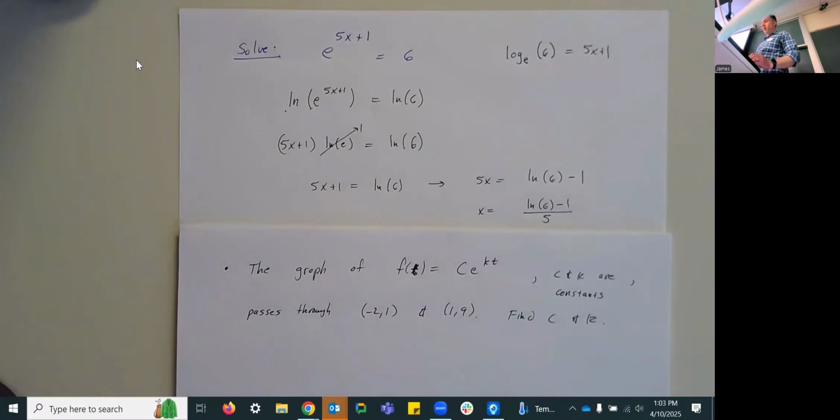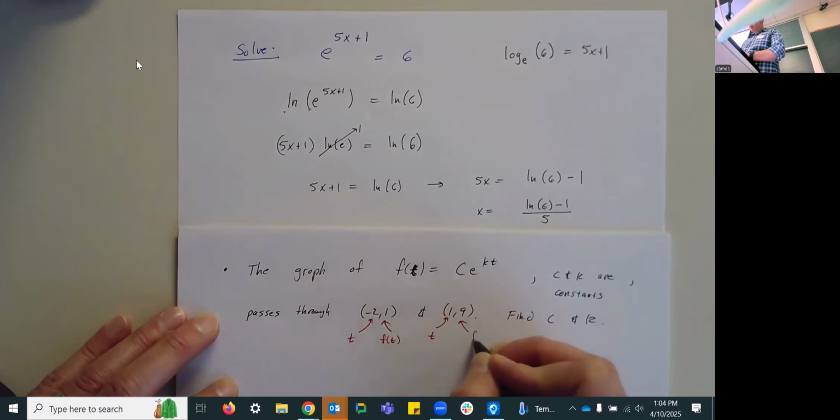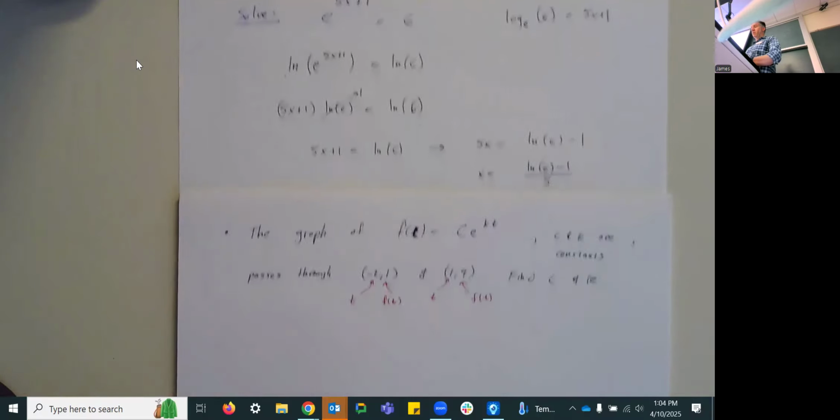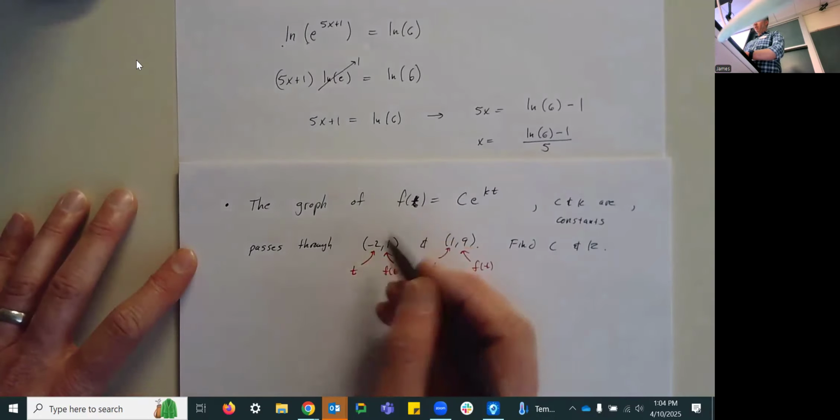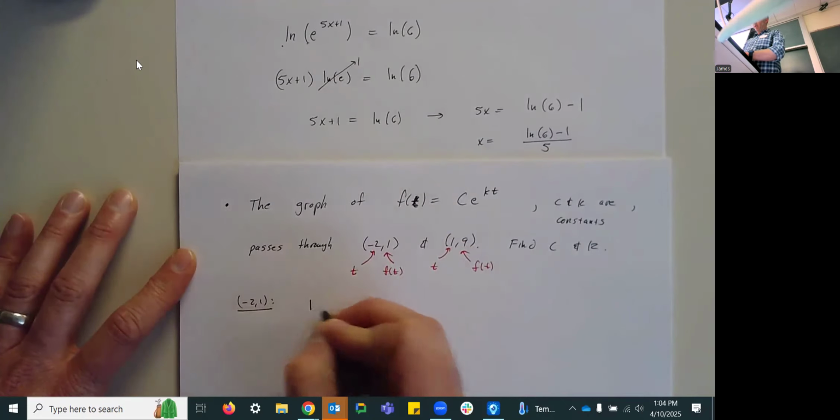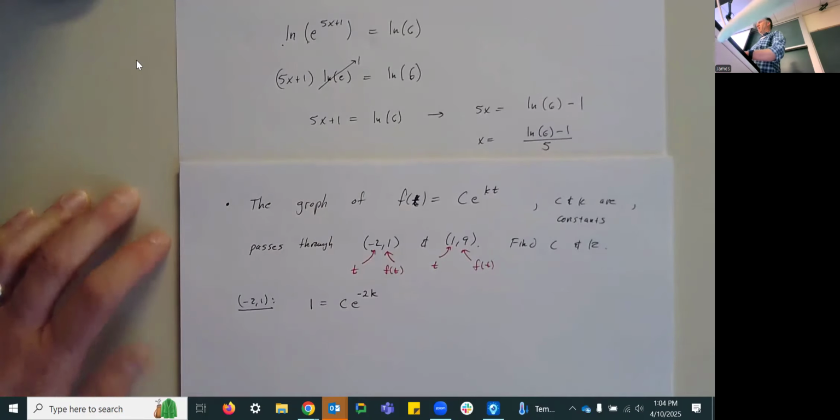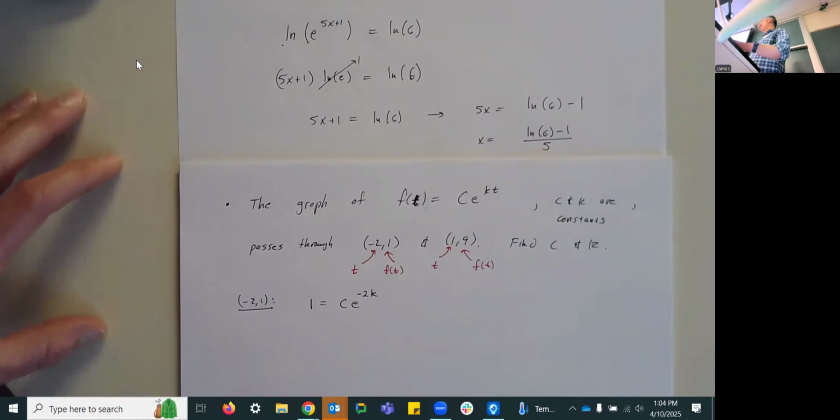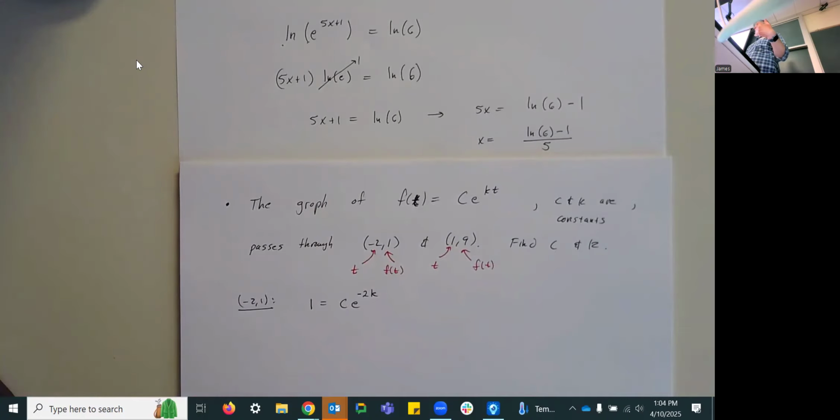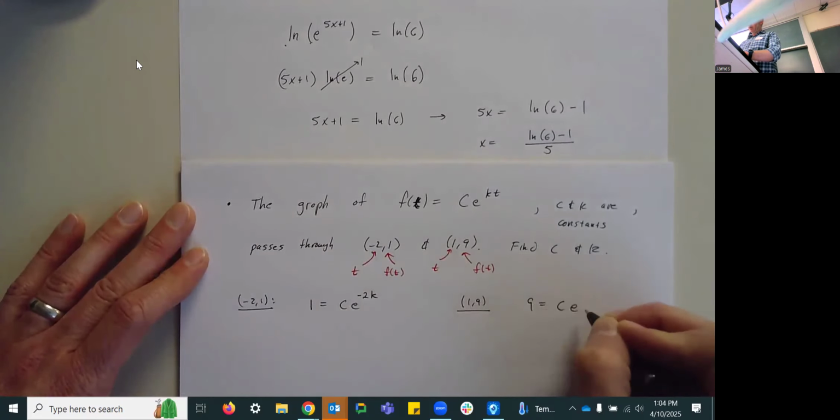I will point out that the way this is written, the first coordinate is my t value, and the second coordinate is my f of t value. What we're going to do is plug those into the function and see if we can solve for c and k. So let's use the first point first. I'm going to plug in -2 for t and 1 for f of t, and I get 1 equal to c e to the k times -2, or -2 times k. Unfortunately, I can isolate c here, but I'm not going to be able to find a value for it yet, because it'll be in terms of the other constant k. So instead, let's move on to the second point. If we plug in the point (1, 9), we get 9 equal to c e to the 1 times k.